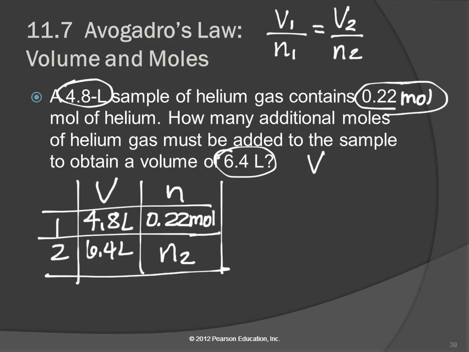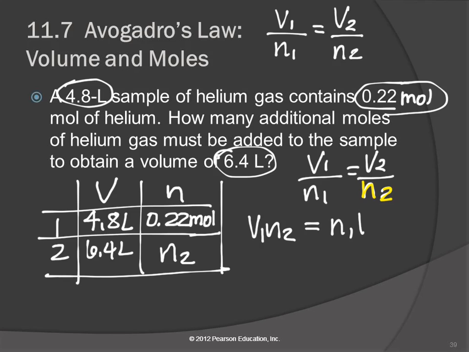So here's our equation, V1 over N1 equals V2 over N2, and we are solving for N2. So again, we have an equation that has fractions in it, and so we need to cross multiply to get rid of the fractions. We end up with V1 N2 is equal to N1 V2.